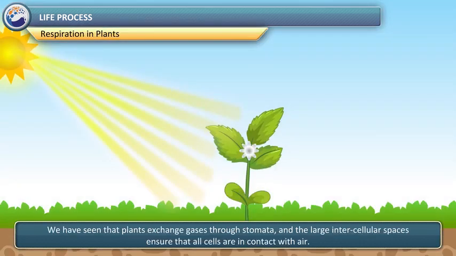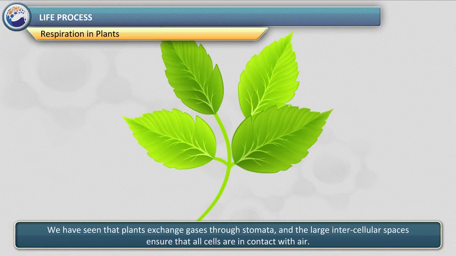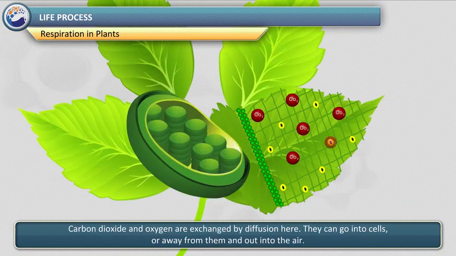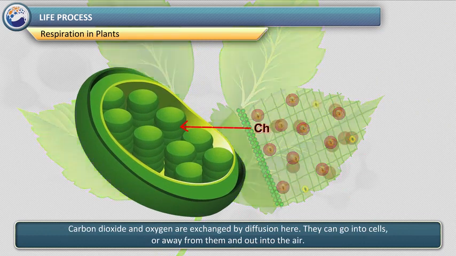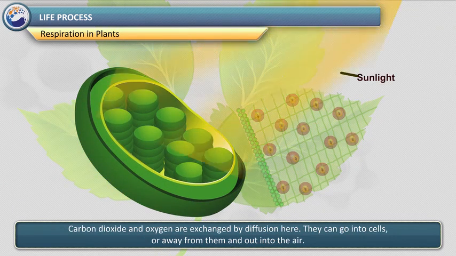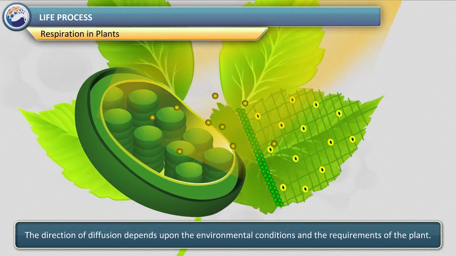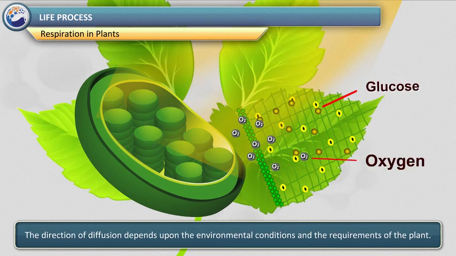We have seen that plants exchange gases through stomata, and the large intercellular spaces ensure that all cells are in contact with air. Carbon dioxide and oxygen are exchanged by diffusion here. They can go into cells or away from them and out into the air. The direction of diffusion depends upon the environmental conditions and the requirements of the plant.